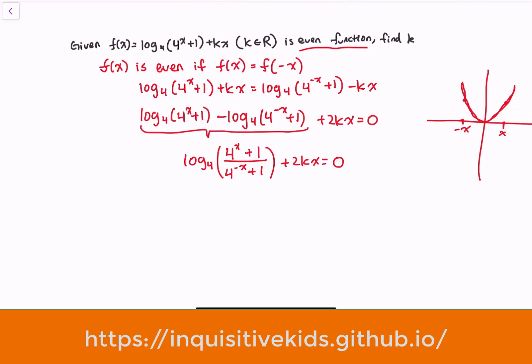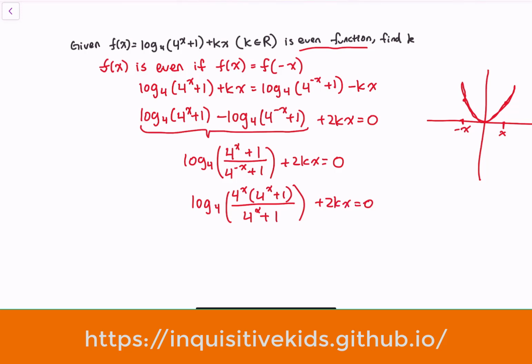We have this 4 to the negative x power in the denominator, and that's a little bit strange. So what we can do is multiply 4 to the x on the top and bottom of this fraction. If we do that, we would get 4 to the x power times 4 to the x power plus 1 over 4 to the power of x plus 1.